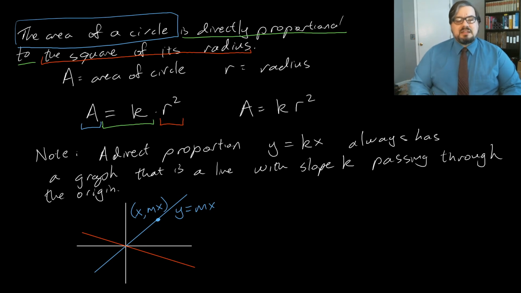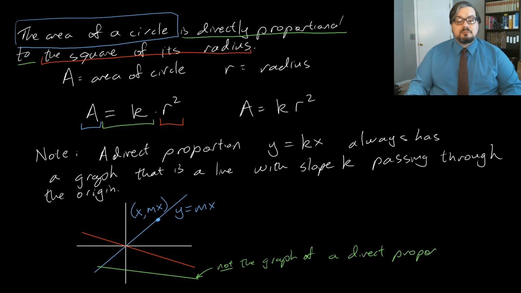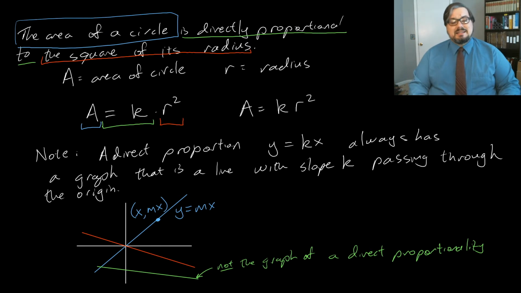Now notice that both of these qualities have to be true. We need to be looking at a graph that is a line and that passes through the origin. So for instance, this green line right here is not the graph of a direct proportionality. This is not a graph where the y-coordinate is always some fixed multiple of the x-coordinate.